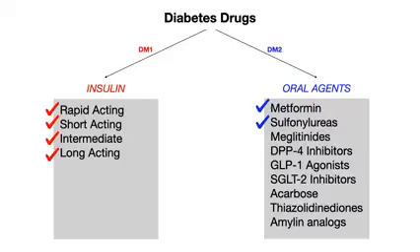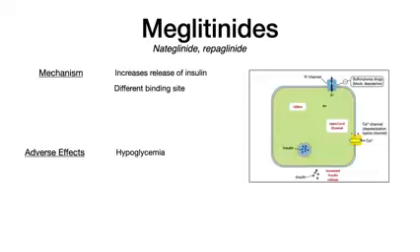Let's keep it rolling by talking about the next category, the meglitinides. Now, the meglitinides are almost identical to sulfonylureas. They end in "ide," as you see on the slide, and their mechanism is basically the same exact thing, but the only caveat that I want to throw in here is that they do it by a different binding site. So the sulfonylureas blocked and depolarized a binding site on the potassium channel.